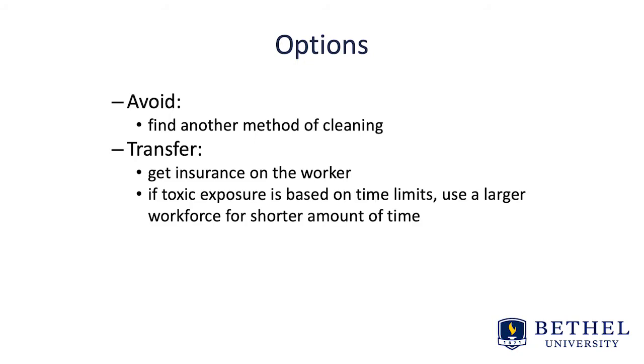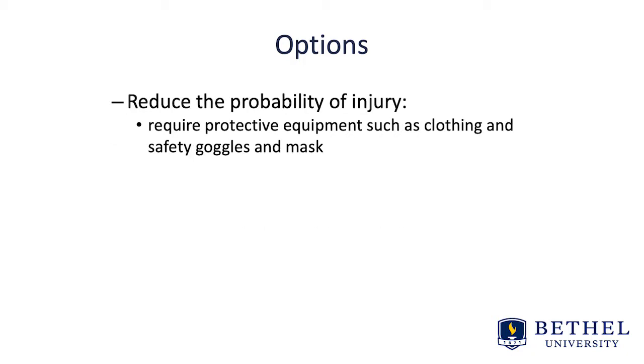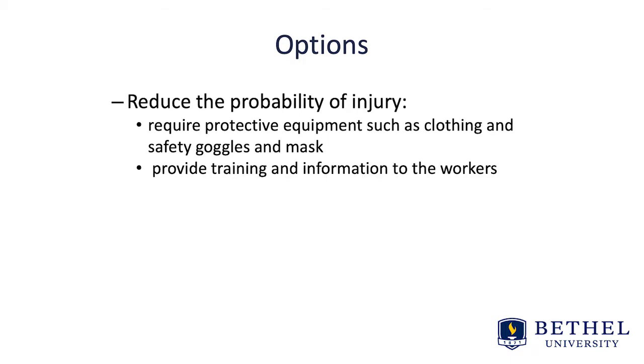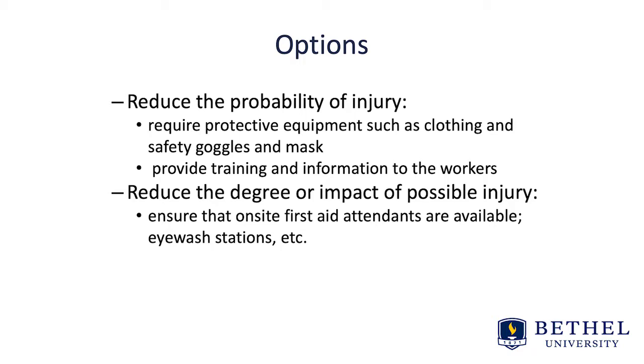If the toxic exposure is based on time limits, then you use a larger workforce for a shorter amount of time. You could reduce the probability of injury by requiring protective equipment such as clothing, safety goggles, and a mask, and you provide training to those workers as well as information on how to apply the chemicals. Then you can also reduce the impact of the possible injury by ensuring that off-site first aid attendants are available, including eye wash stations and so on. Or you could simply accept the risk and do nothing.